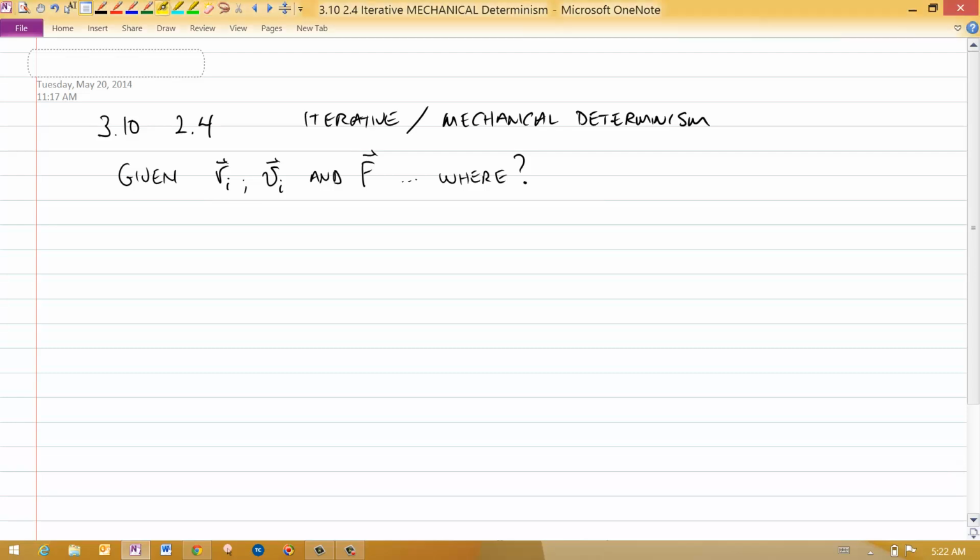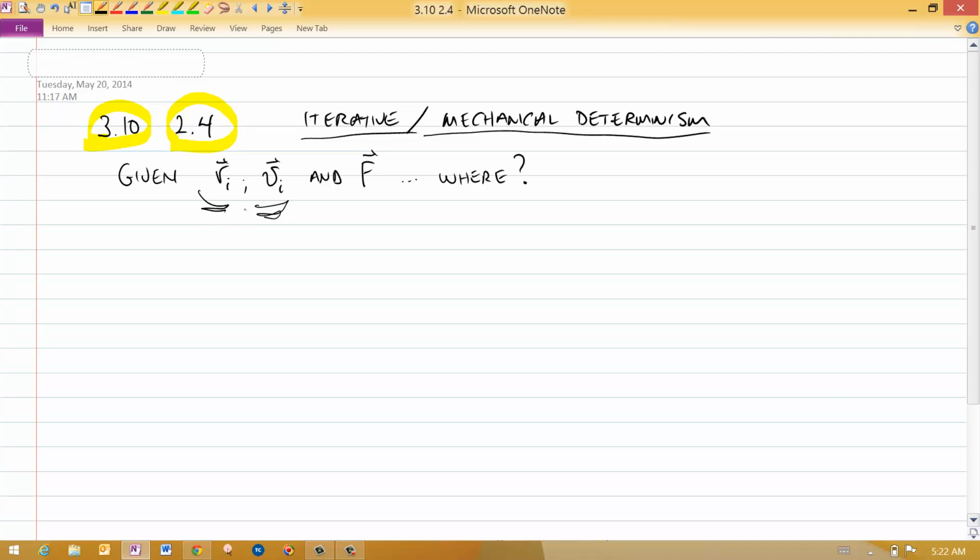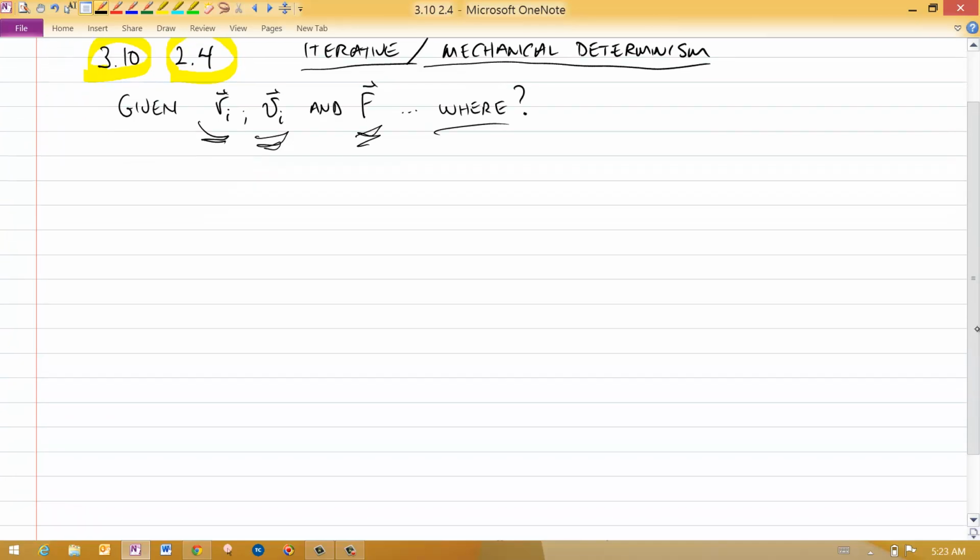So today I want to talk to you about Section 10, Chapter 3, and Chapter 4 in Chapter 2. This is about the iterative model of capturing motion and this philosophical idea of mechanical determinism. So the question is, if the only information I have about some system, some object, is where it begins at some initial time and how fast it's going, so I know where it is and where it's going, and if I know what the forces are at all later times, can I tell you exactly where the particle winds up? And the answer to that is yes, and there's an approximate scheme for doing this.